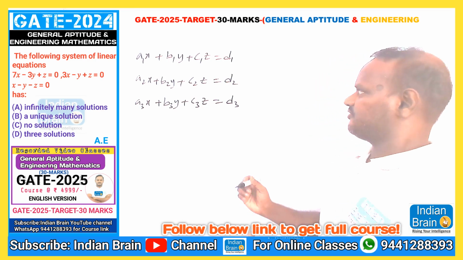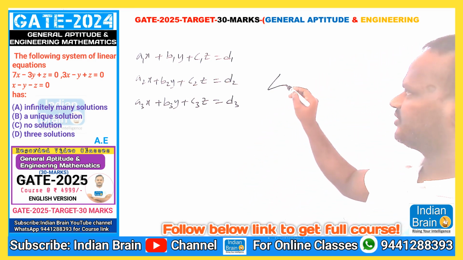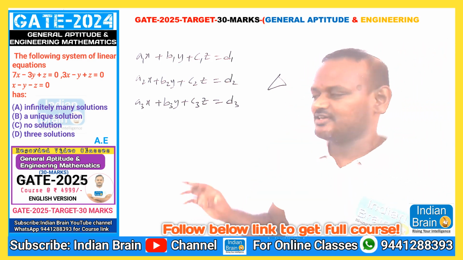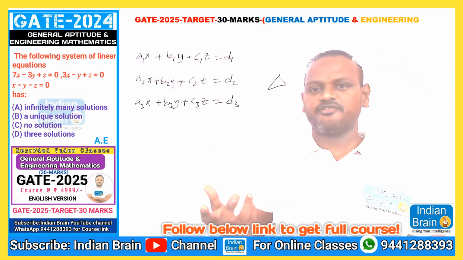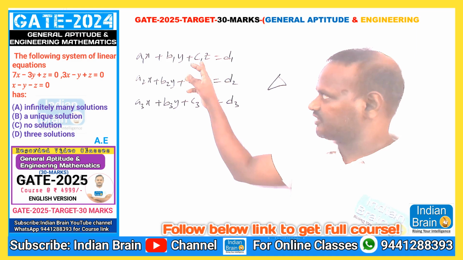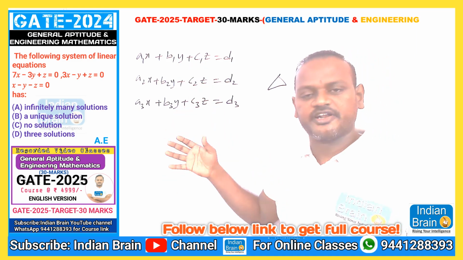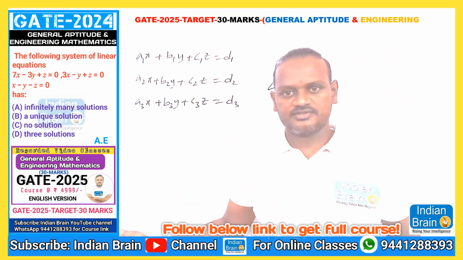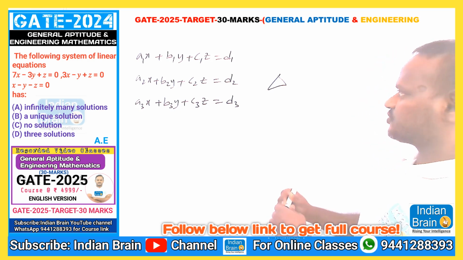Don't confuse. First of all, we need to identify the delta value. So, what is delta value? Delta is nothing but the determinant value of a matrix. So we need to convert these three equations into a matrix. After getting the matrix, we need to go for the delta value. Delta is nothing but the determinant value. Simple concept.